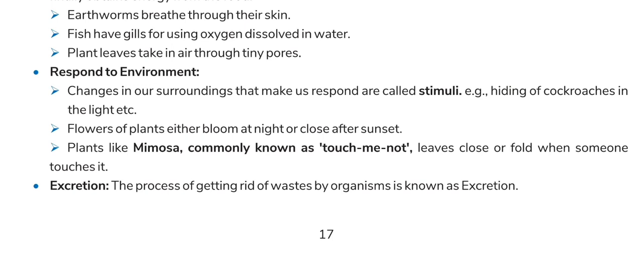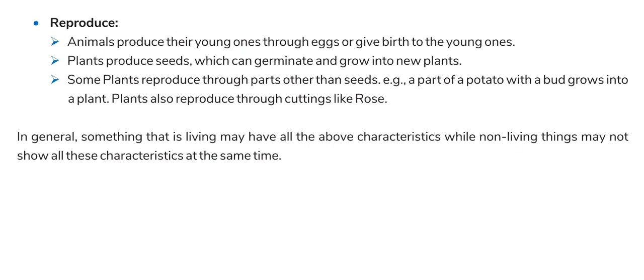Excretion. The process of getting rid of wastes by organisms is known as excretion. Reproduce. Animals produce their young ones through eggs or give birth to the young ones. Plants produce seeds, which can germinate and grow into new plants. Some plants reproduce through parts other than seeds, e.g., a part of a potato with a bud grows into a plant. Plants also reproduce through cuttings like rose. In general, something that is living may have all the above characteristics, while non-living things may not show all these characteristics at the same time.